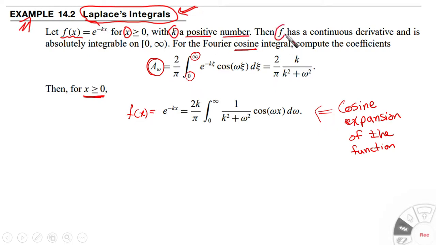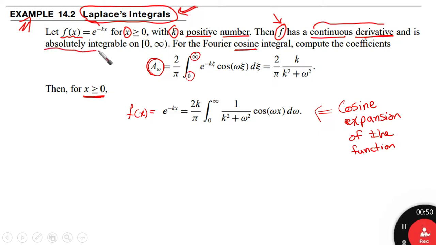Then this exponential function has a continuous derivative, of course, because it is an exponential function, and it is absolutely integrable on the interval from 0 to infinity. So these are the conditions that we have mentioned before. For the Fourier cosine integral, if we want to expand our function, it means that we're going to see only cosine terms.